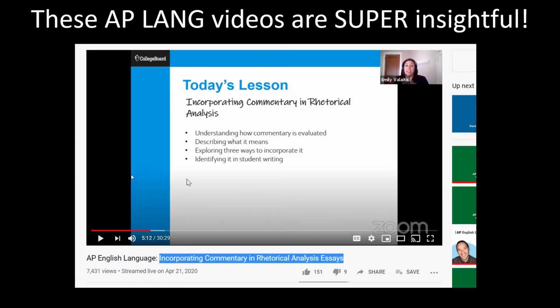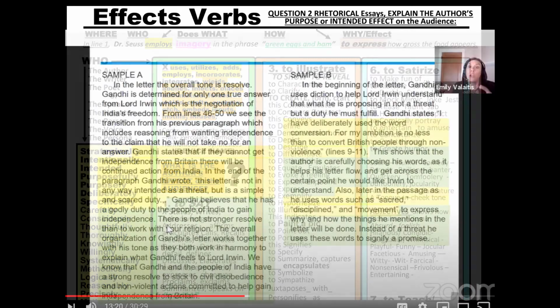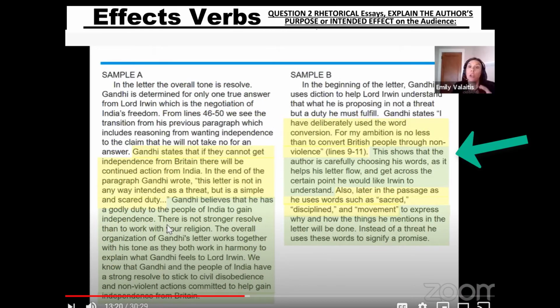So if you guys listen to what she was saying, she was mentioning that a lot of students have difficulty understanding what commentary is. Now, if you're in my class, you understand from the get-go, I always explain commentary in terms of using an effects verb and then explaining or giving commentary after the effects verb. You'll notice from the video, she mentions in a few of her examples that she wants her students to give commentary, obviously. But if you noticed, a lot of their commentary began with a few of these different words.